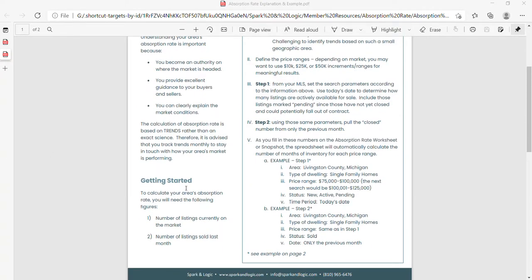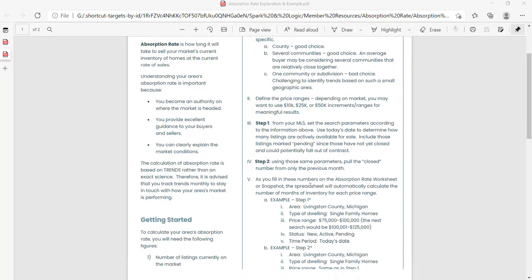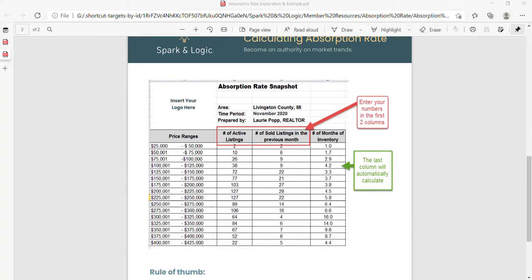But to get started, all you're going to need are 2 numbers. And these you'll get from your MLS. We're going to need to know the number of listings that are currently on the market and how many listings sold the month right before. So let's go ahead and get started here. The rest of this particular document will give you the step-by-step information that you need to fill this out, so use this as a great reference tool.